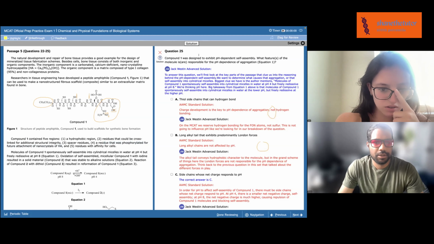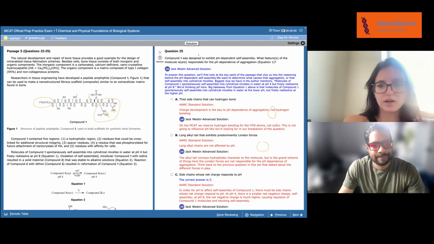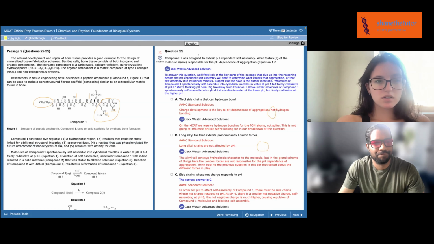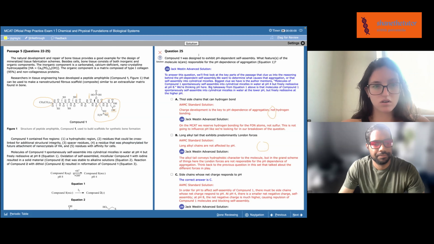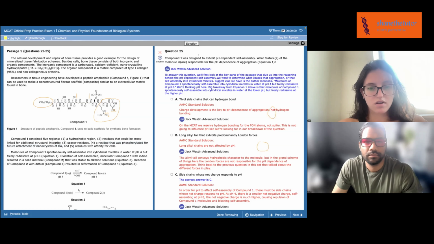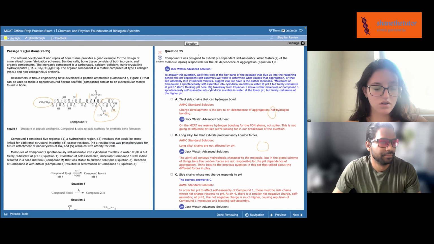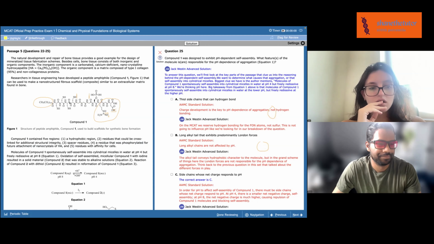Okay, what is this asking? It's asking for the pH-dependent self-assembly, so I assume that it would be something that's charged, so it would be the polar, hydrophilic region. This was non-polar. That part, yeah.